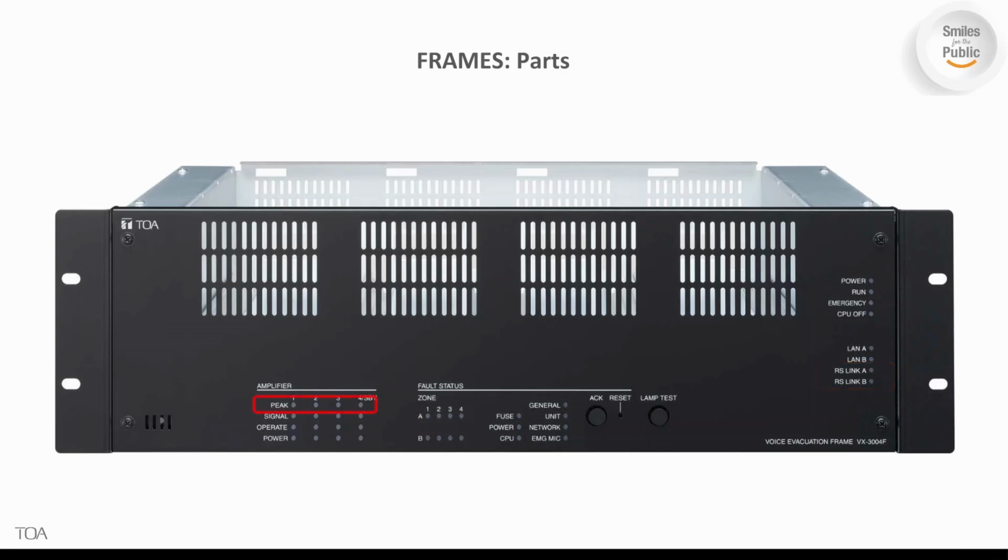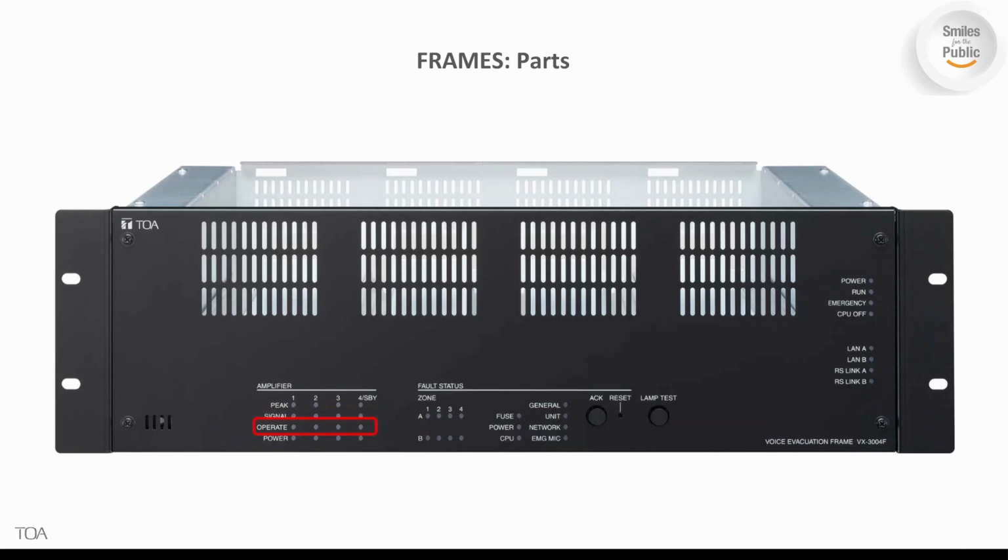The peak indicator LED indicates whether the input signal being sent to the amplifier is in a threshold of clipping. If it hits that threshold, the LED will turn red. You will need to adjust your gain structure to avoid clipping. The signal indicator LED indicates whether the input signal being sent to the amplifier is active. The LED lights up green when the signal exceeds -25 dB.